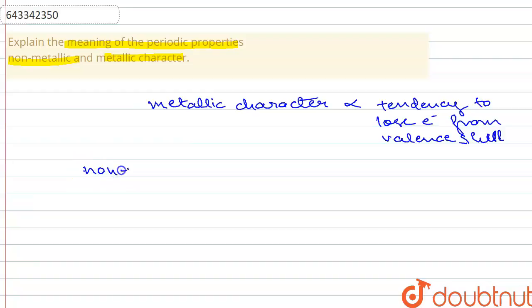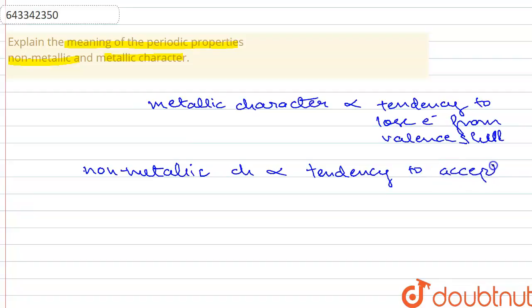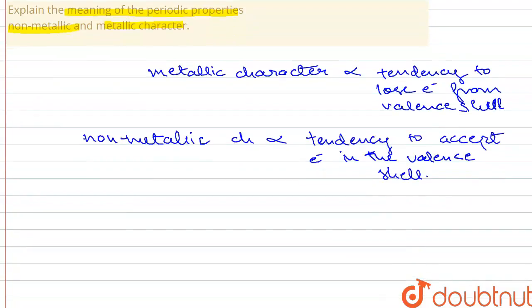So non-metallic character is directly proportional to the tendency to accept electrons in the valence shell. So we will see these two properties in the periodic table. Now as you move from left to right across the period, the metallic character decreases and the non-metallic character increases.